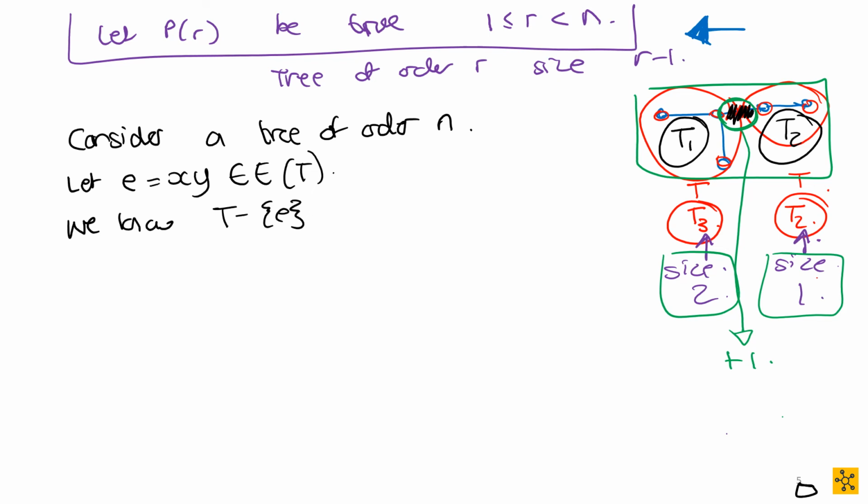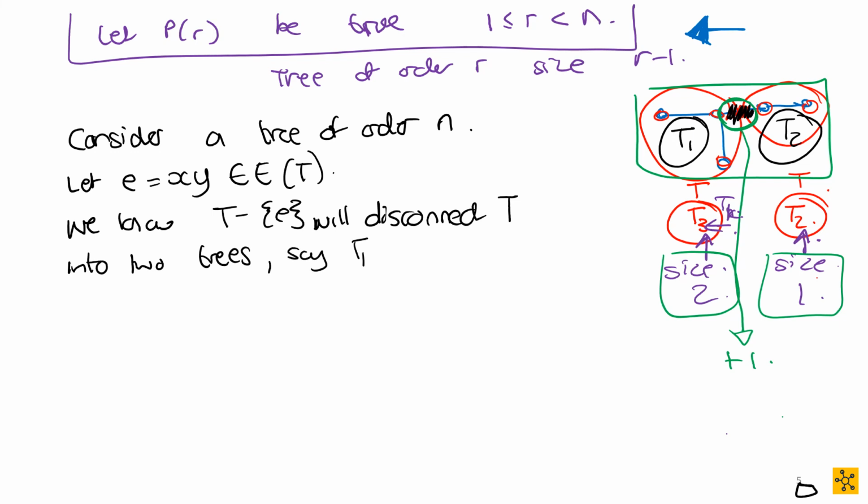So here I spoke about them as T to the K situation. But here we're just going to refer to those trees as T1 and T2. You know, we can relabel things as we choose. So T minus E will disconnect the graph, so it will disconnect T, giving us 2 subgraphs, and those subgraphs are trees. So disconnect T into 2 trees. And we're going to just call them T1 and T2.